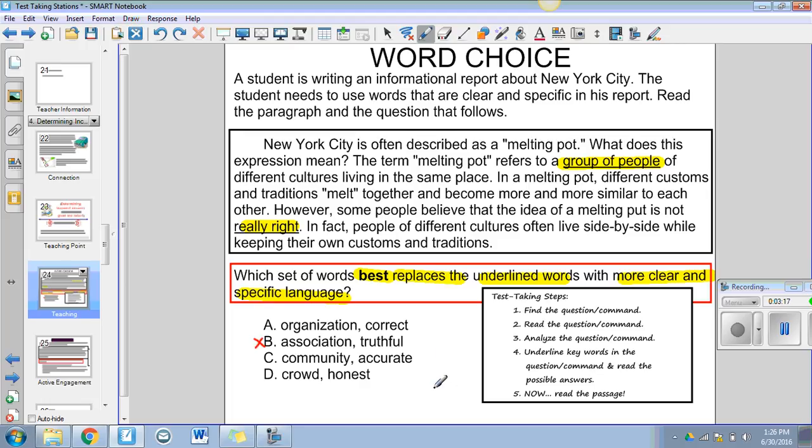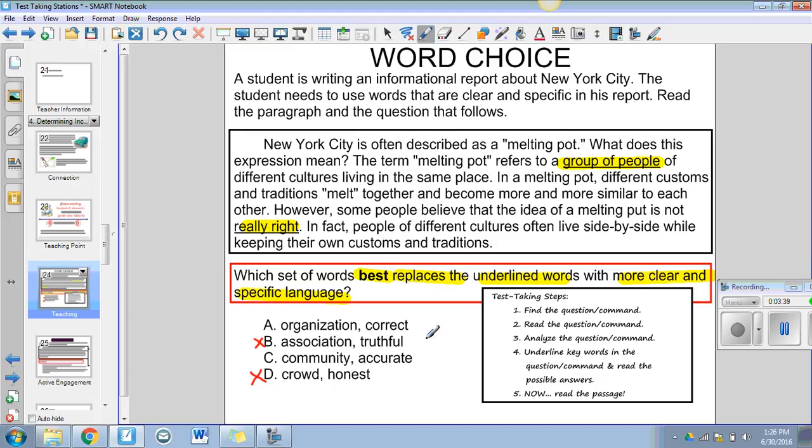A group of people could be a community, really right, accurate, could be. A group of people could be a crowd, really right, honest. That's not really the meaning of really right. So now I've eliminated 2 answers, and I'm left with 2. I'm left with A and C.